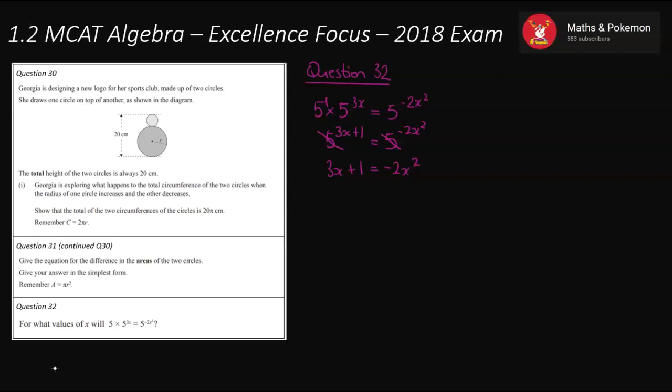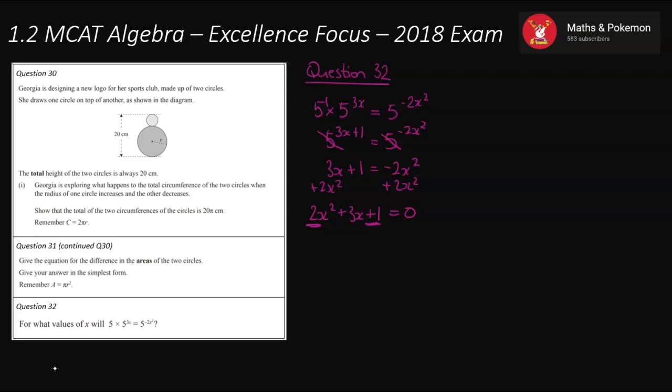It's a quadratic, so I need to make it equal to 0. So I'm going to go plus 2x squared to both sides. So I've got 2x squared plus 3x plus 1 equals 0. So I've got my simplified quadratic. I now need to go ahead and factorize and solve. I'm using the grouping method here because of that annoying 2.